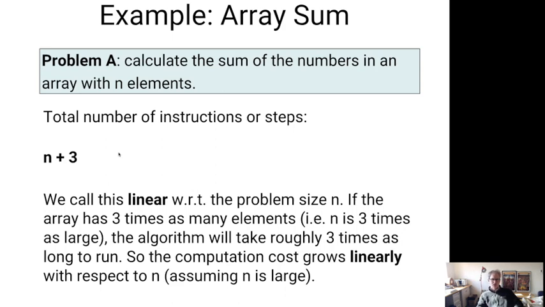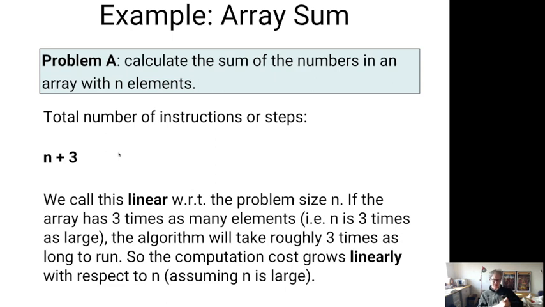Okay, so the number of instructions or steps in running this algorithm is actually n plus 3. I mean, you can think about it as n plus 3. So n times around in the loop, and 3 operations that surround it, so 2 assignments and a return value. We call this linear. So this is linear with respect to the problem size n.